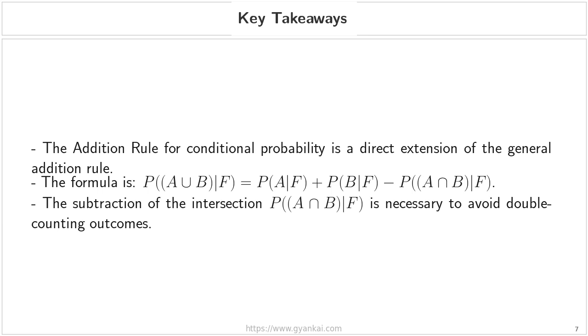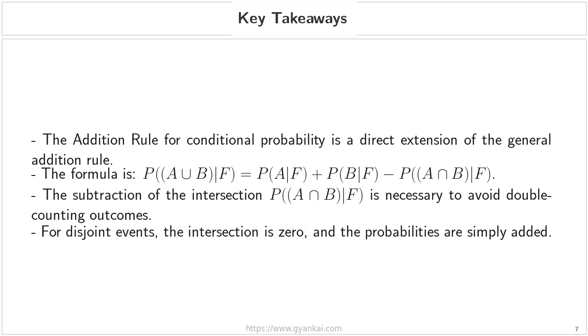Now, why do we include that subtraction at the end? As we saw in our earlier slides, subtracting the probability of the intersection, which is A intersection B given F, is absolutely necessary to avoid the mistake of double counting the outcomes that belong to both events. Finally, keep in mind the special case we covered regarding mutually exclusive events. If the events are disjoint, the intersection is simply 0, which means the formula simplifies beautifully, and you can just add the two conditional probabilities together.